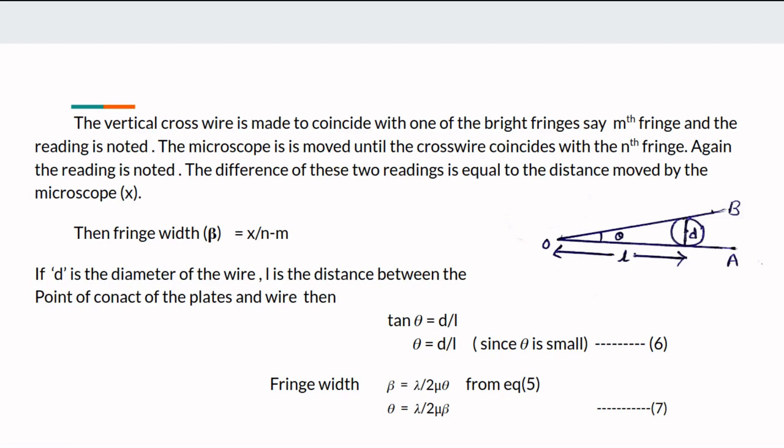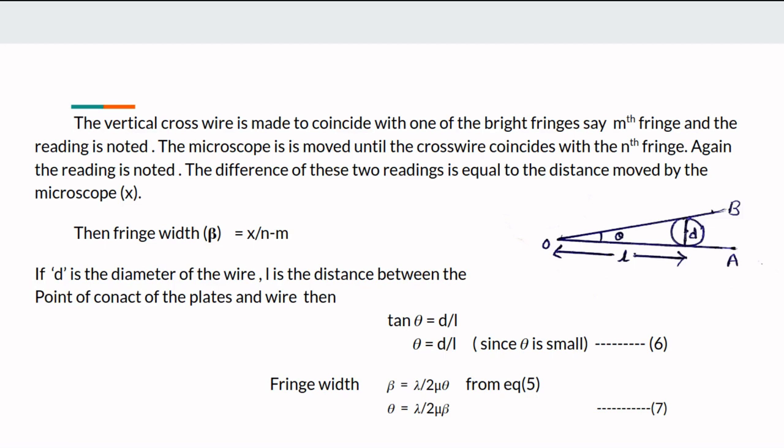We know that fringe width is equal to the distance moved by the screw divided by the number of fringes. We are moving from the mth fringe to the nth fringe, therefore the number of fringes the crosswire crosses is equal to n minus m. The distance moved by the screw is equal to x, so fringe width is equal to x by n minus m.